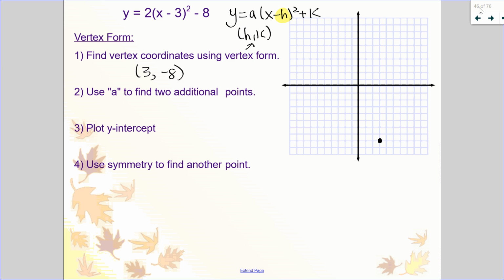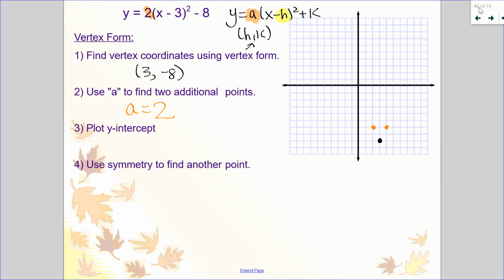We're going to use the a value to find 2 additional points. So a is the number outside of the parentheses. So for this, a is 2. So here's our a value of 2. So from my vertex, I can go up 2 and right 1 and left 1. So from my vertex, I went up 1, 2, and then left, right 1.